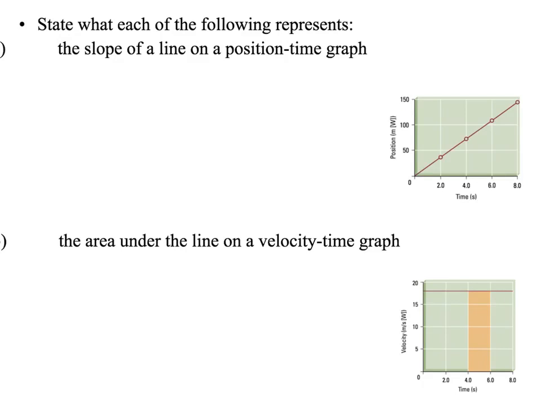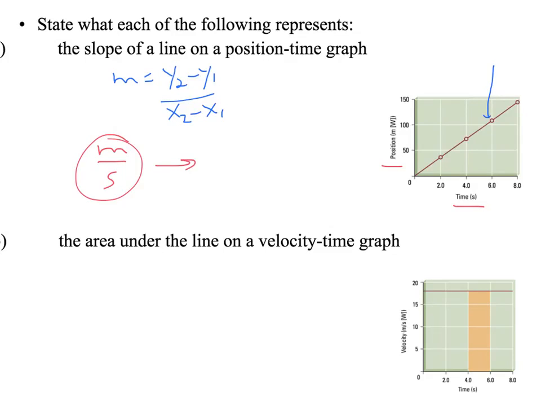State what each of the following represents. Well, the slope of a line on a position time graph. So in this case, the slope right here, anytime we're looking for slope, we're looking for rise over run, or y2 minus y1 over x2 minus x1. Okay? But if we want to look at it slightly differently, the rise is position, so for instance, meters. And the run is time, or seconds. So the units we end up with is meters per second, which in this case is going to represent our velocity.